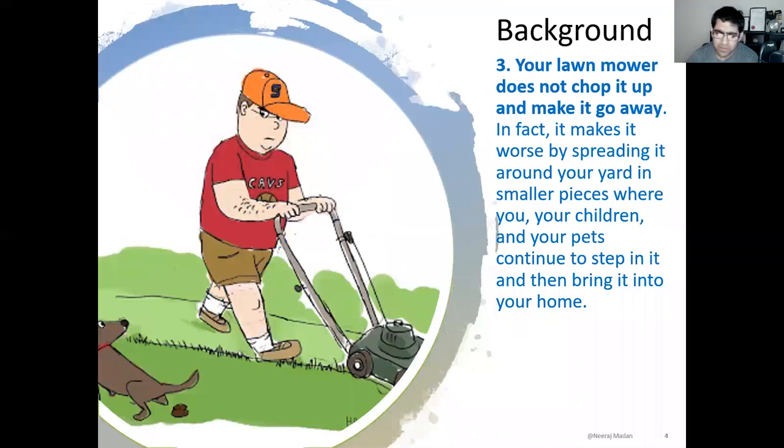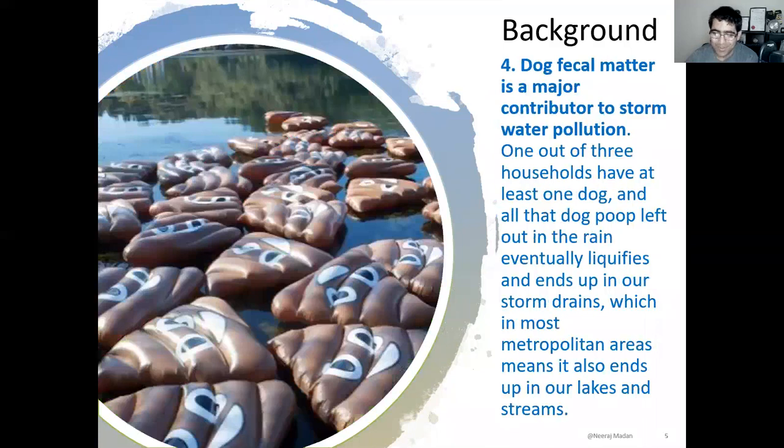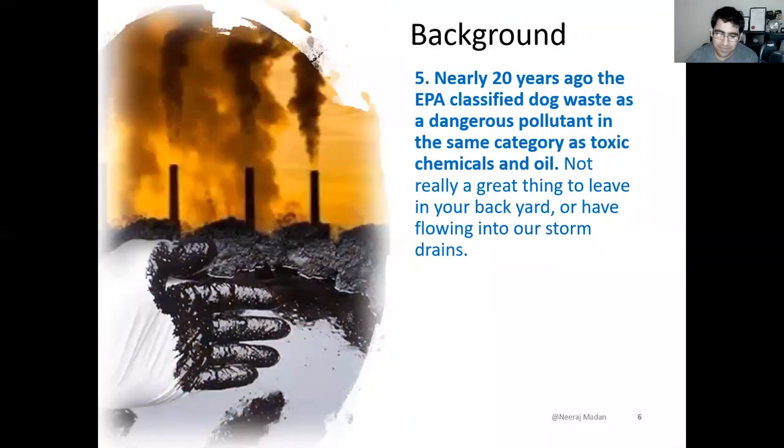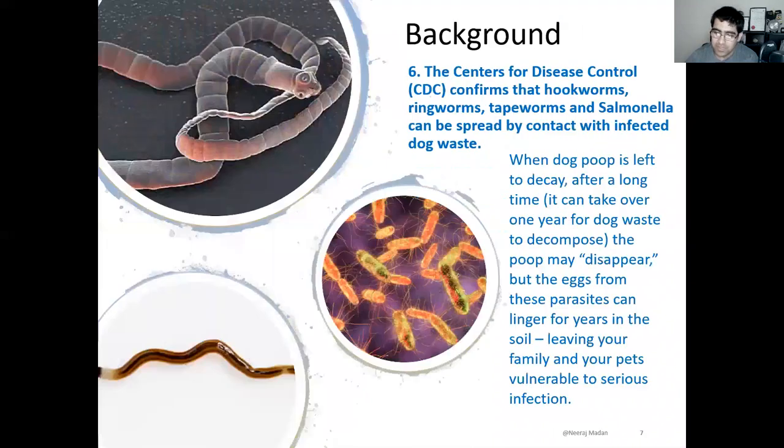And if you ever thought, let it be there in the backyard and the lawnmower is going to sort it out, that really makes the situation worse. That's the third one. The fourth one, dog fecal matter is a major contributor to stormwater pollution. The fifth one, around 20 years ago, the EPA already classified dog waste as a dangerous pollutant in the same category as toxic chemicals and oil. Sixth, the CDC confirms that hookworm, ringworm, and tapeworm can be spread by contact with infected dog waste.